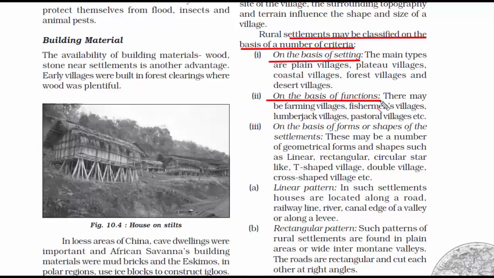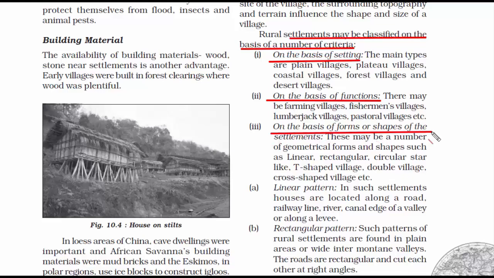The second one is on the basis of functions. When we say function, we mean people's occupation. So generally in a rural settlement, people engage in primary activities like agriculture, fishing, animal husbandry, collecting livestock, etc. So when we say on the basis of function, we are referring to people's occupations.